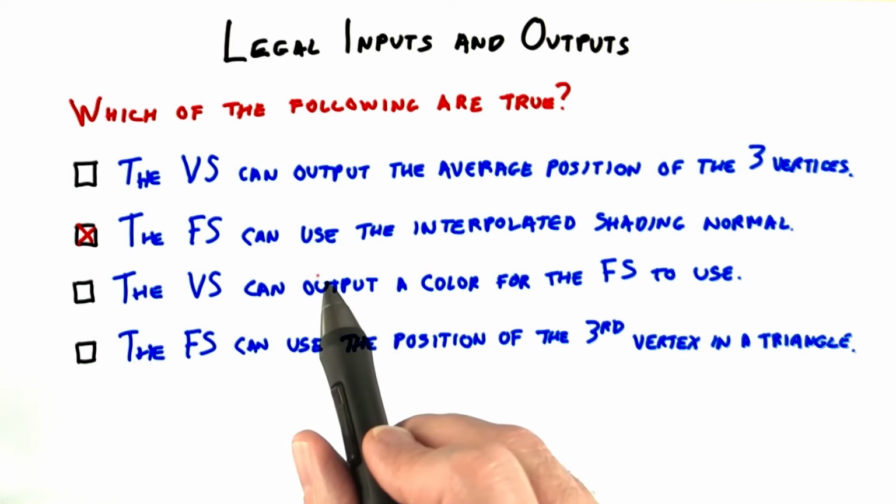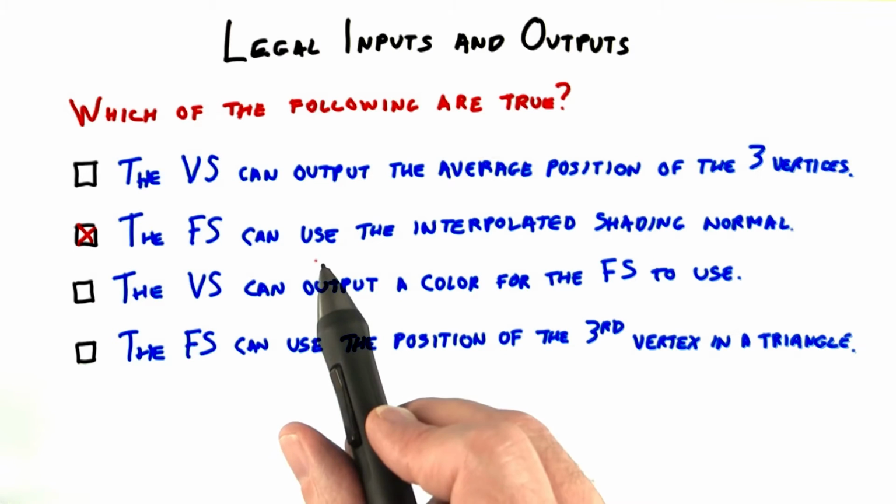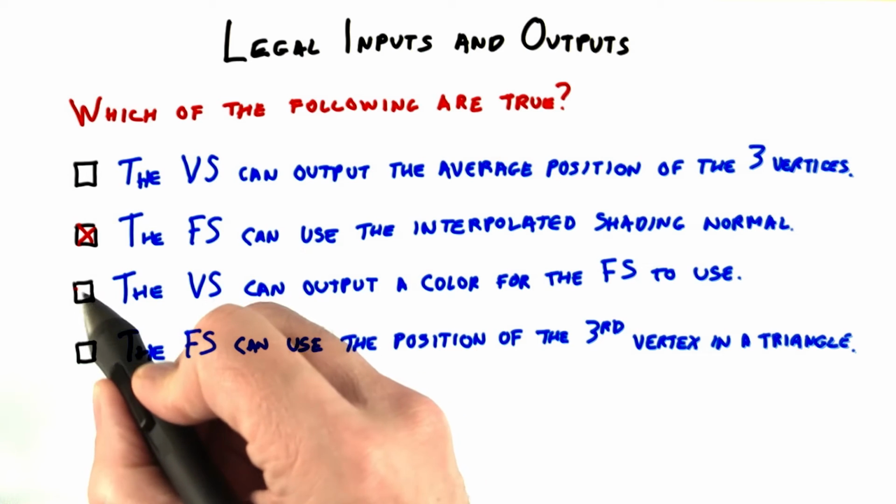The vertex shader can output the shading normal, which is then interpolated across the triangle's surface. The fragment shader will probably want to normalize the shading normal before using it. The third statement is also true.